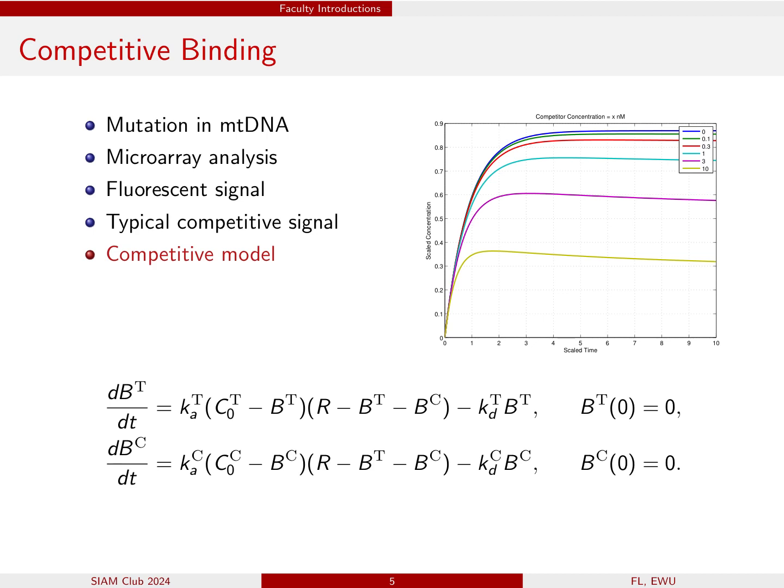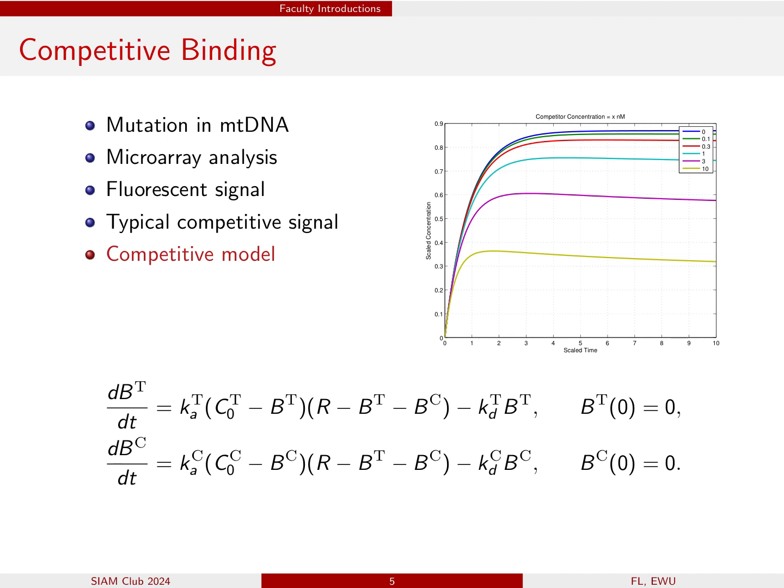Now, in this system of differential equations, the state variable b superscript t stands for the amount of target that's bound, and the state variable b superscript c stands for the amount of competitor that's bound. And of course, at the beginning, there's no target or competitor bound, which gives us some initial conditions. So an interesting question to ask here, and this is the question that we were addressing by writing down this model, is given some sort of fluorescent signal, can we tell how much competitor is in the soup?